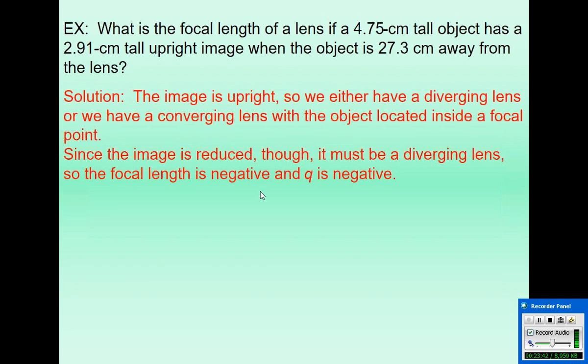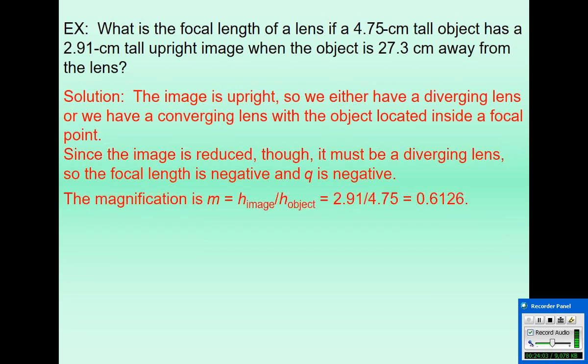The fact that we have a diverging lens means that the focal length f is inherently a negative quantity, and the image distance q will be a negative quantity because the image in this circumstance appears on the same side as the object. Just check the ray diagram. What's the magnification? Well, we know it's upright, so it's going to be positive. So we take the image height and divide it by the object height, 2.91 divided by 4.75, and we get a magnification of positive 0.6126.